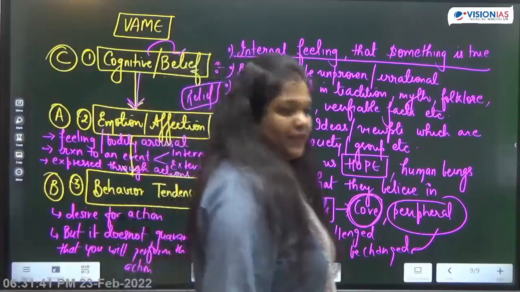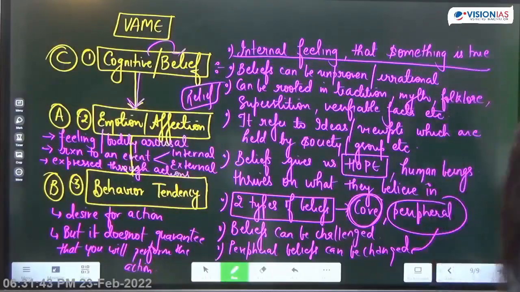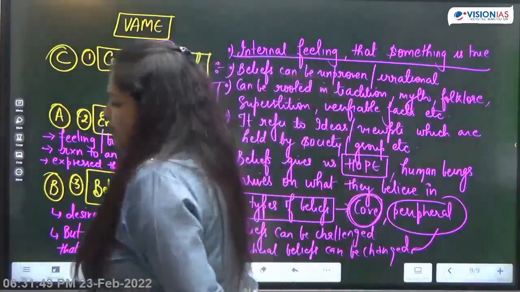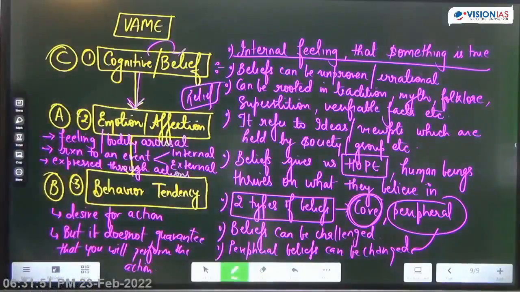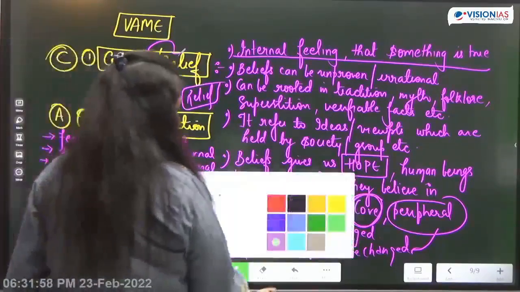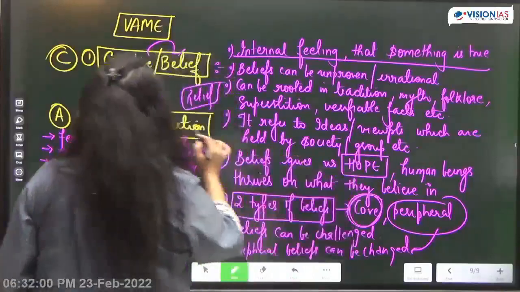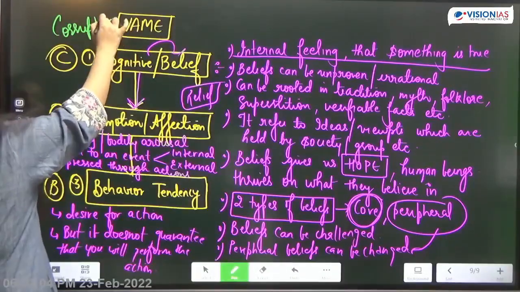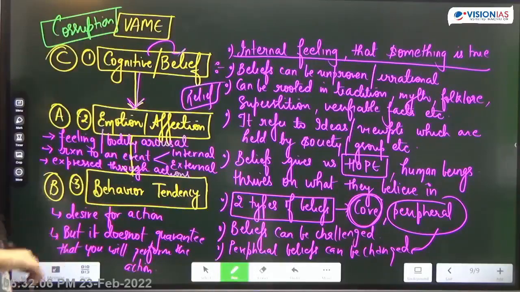My belief is that corruption is the biggest threat to the development of any country. And let us say, development of India. This is my belief. I believe that corruption is one of the major threats, the major obstacle, hindrance in the process of development of India.